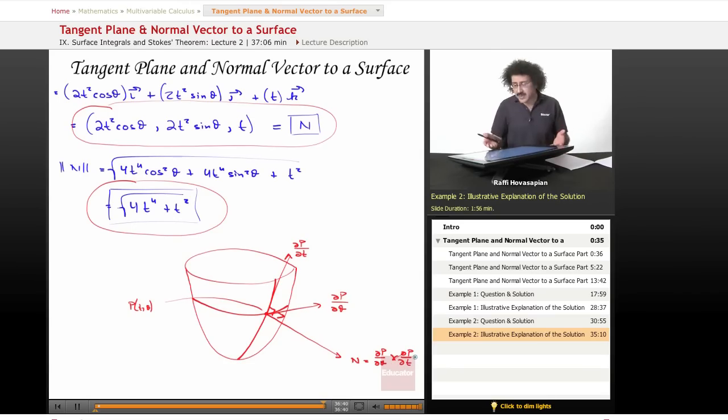If you end up doing dp dt cross dp d theta, what you end up with is the vector going into the paraboloid. It's still normal to the surface, but it's just pointing in. This way instead of this way. It's just a question of orientation. Positive, negative. That's all it is. The only thing that changes is the sign. Okay, so that is tangent plane and normal vector to a surface.